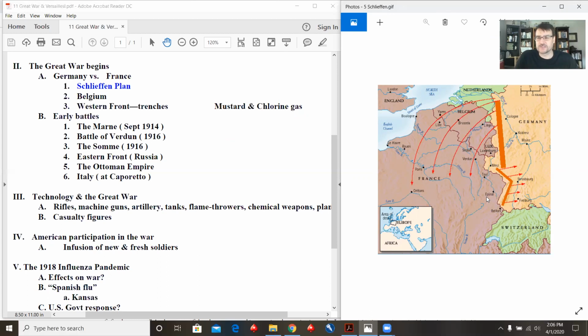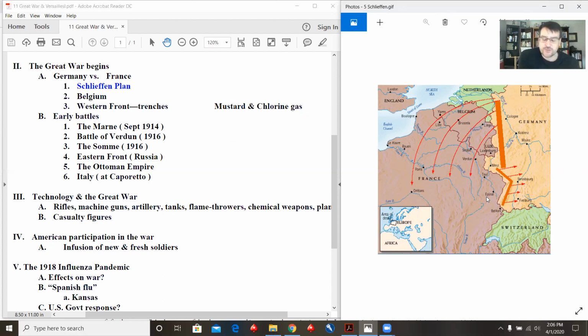They never expected the Belgians to mount any kind of defense. And the Belgians decide they are going to fight tooth and nail to defend their country. And that also slows the Germans down in this advance. So they're already weakened, then they're slowed down considerably by the Belgians.